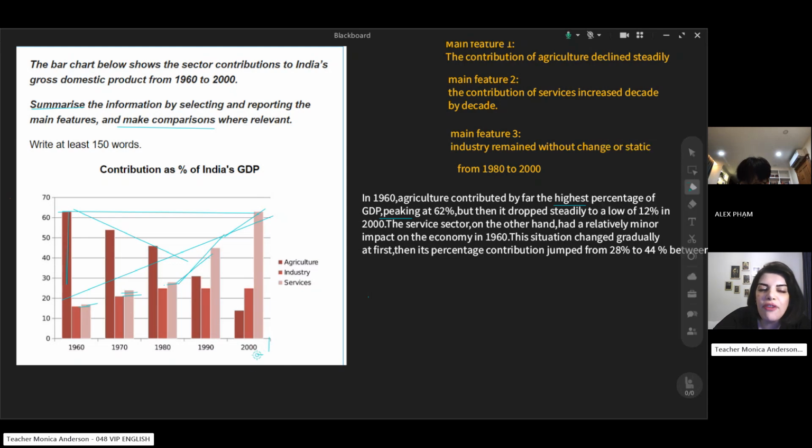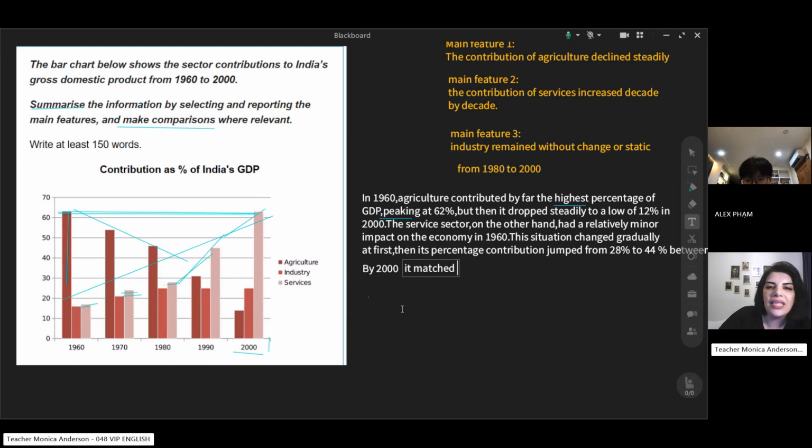And then, by 2000, as you can see, here is 2000, what happened? It matched, as you can see, exactly the same. By 2000, it matched this figure of agriculture in 1960. So we can say that by 2000, it matched.